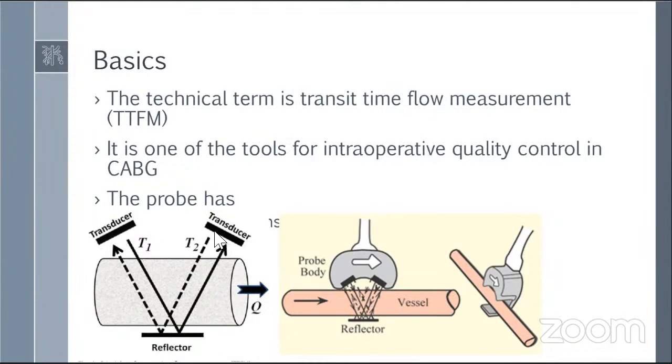And there are two ultrasonic waves going from the first transducer to the reflector, then back to the second transducer. Another one goes from this transducer to the other. And the time difference between them is the value that we get in the machine, which we call the mean graft flow, which I will talk about now. This technology has been found to detect at least 2 to 4% of the grafts that require revision intraoperatively.